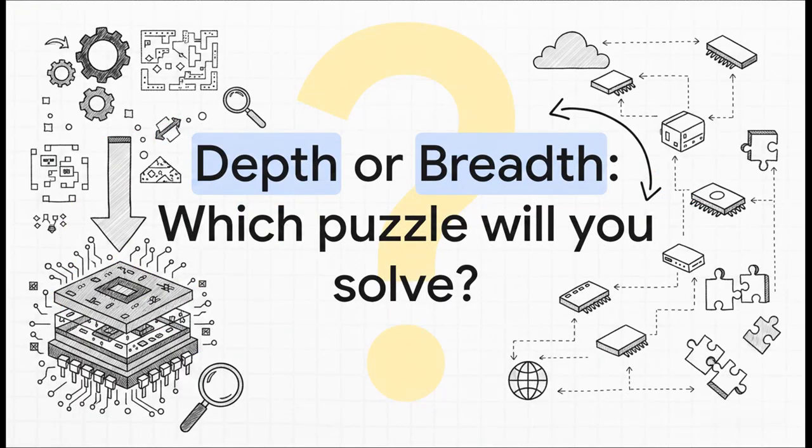So, we end right back where we started. You've got two paths to the exact same goal, a perfect chip. One is a deep, focused dive into the tiny details of a single, perfect component. The other is a broad, sprawling journey across a vast, interconnected system. So the only question left is, which puzzle will you solve?